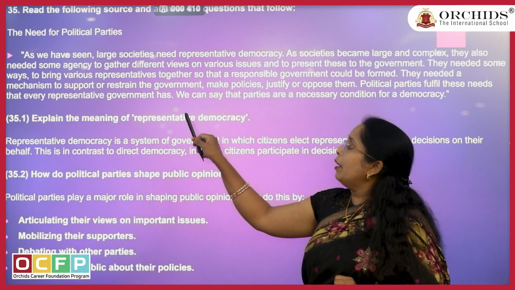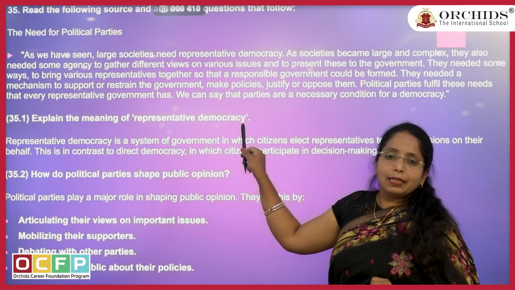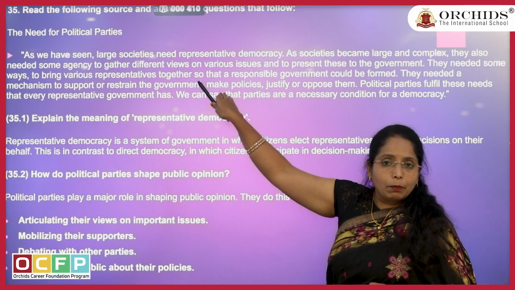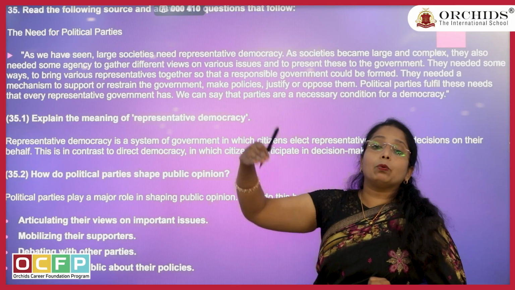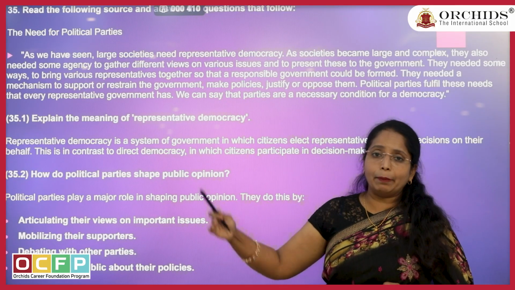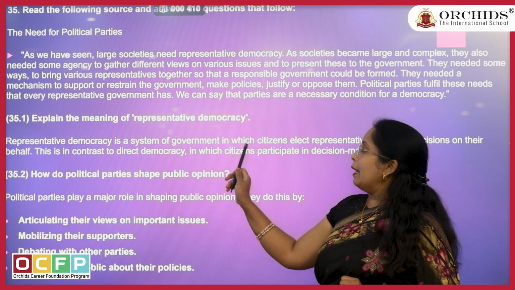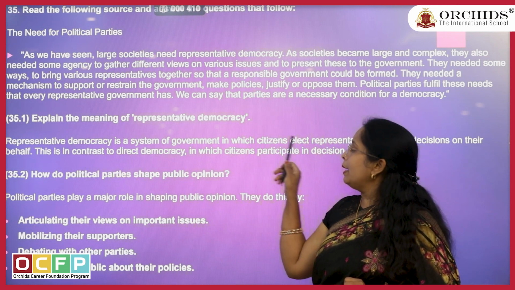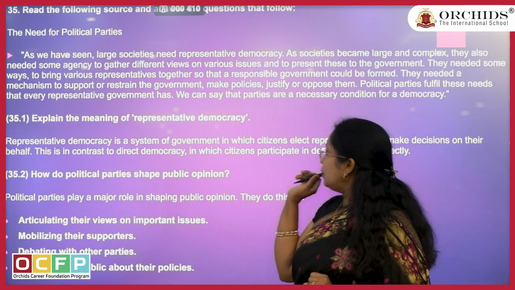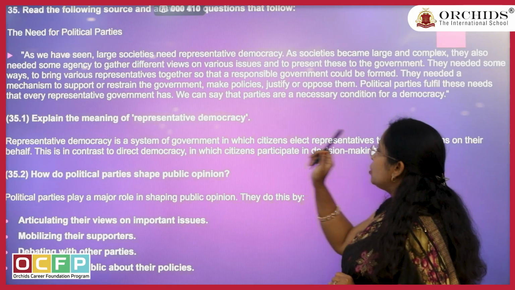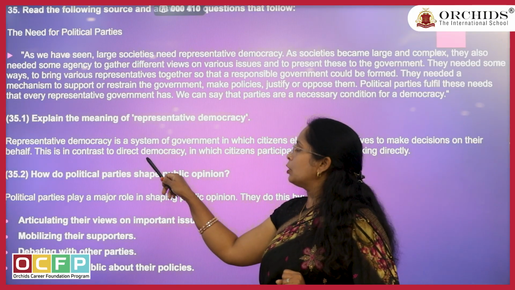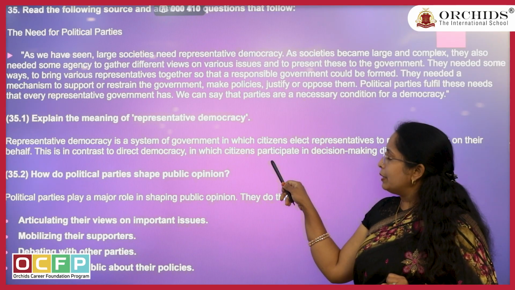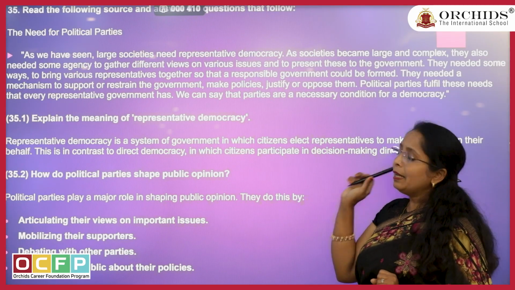Explain the meaning of representative democracy. When you read this, you got some knowledge, and recall the things you have done in your whole academic year about democracy. Now see, representative democracy is a system of government in which citizens elect representatives to make decisions on their behalf. This is in contrast to direct democracy, in which citizens participate in decision making directly.